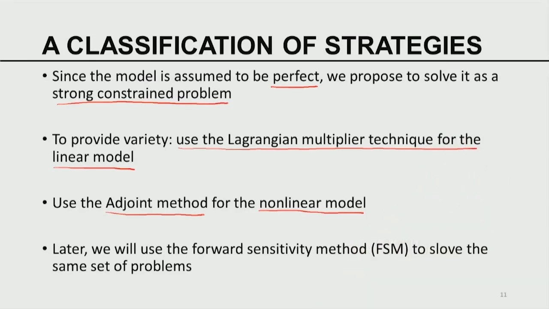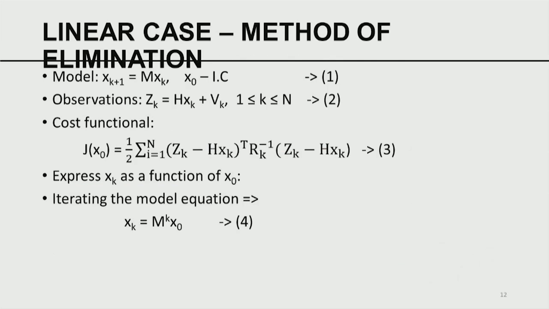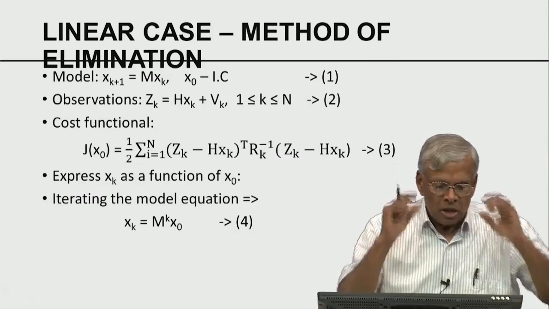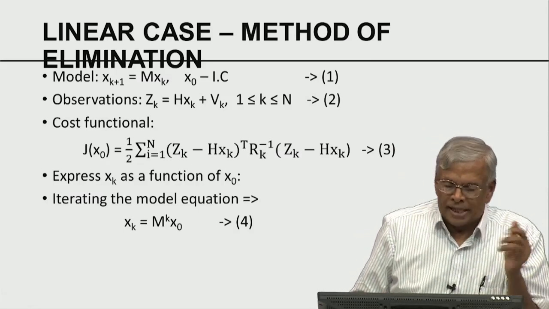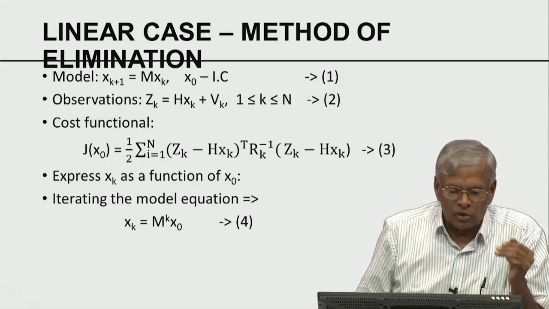Later, we will also solve the same problem using a new class of method called the forward sensitivity method, which was developed by us some 5-6 years ago. So you can see the variety of techniques now. Model being perfect, strong constraint using Lagrangian multiplier. Model being perfect, nonlinear case using the adjoint method. Model being perfect, we will use the forward sensitivity method to solve the same set of problems. So I am going to illustrate three types of techniques to solve the inverse problem within the context of the assumption that the model is perfect. I am going to use it as a strong constraint. So let us start with the linear case to get the ball rolling in the solution process.